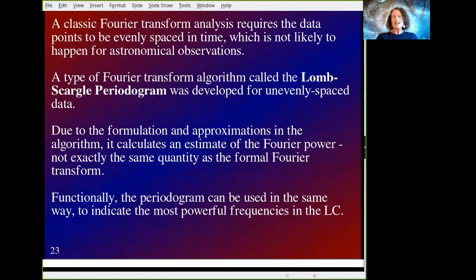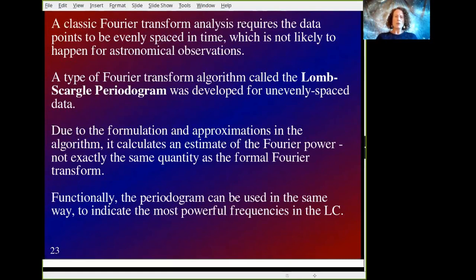So a classic Fourier transform analysis requires the data points to be evenly spaced in time, which frankly is not likely to happen for astronomical observations. Even if you can observe every night, you would still have gaps, probably due to weather, due to your object rising and setting, due to whatever is happening. And so we really just can't get evenly spaced observations in time. You could potentially bin data to make it more evenly spaced, but then you're losing some of your time resolution in your data. So you really wouldn't want to do that if you don't have to.